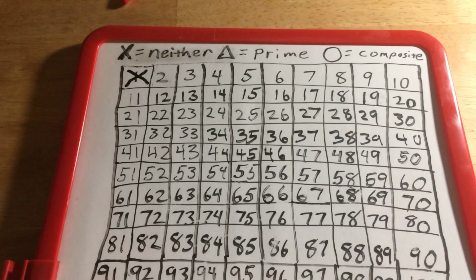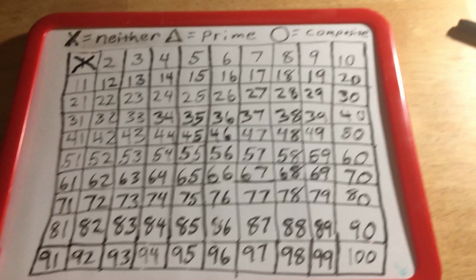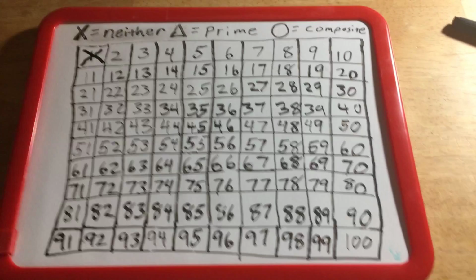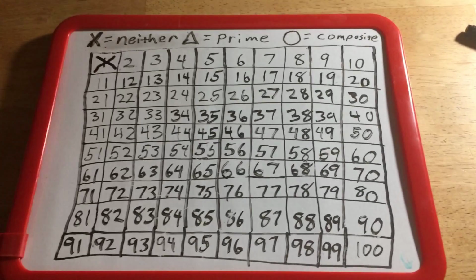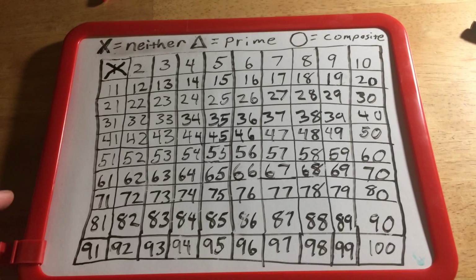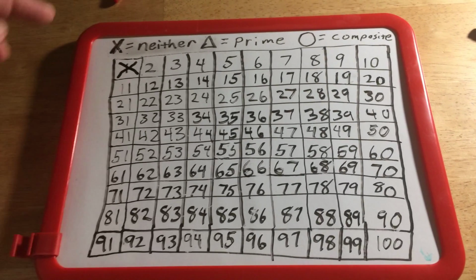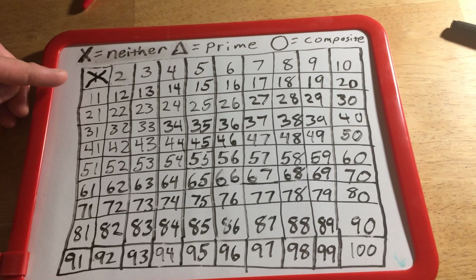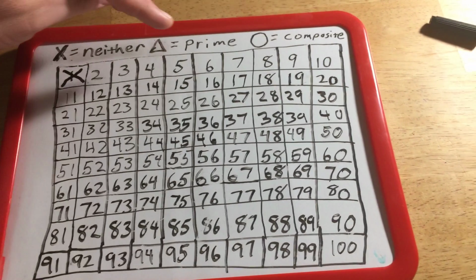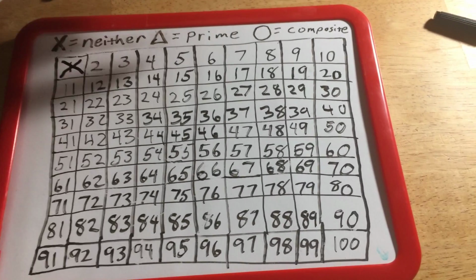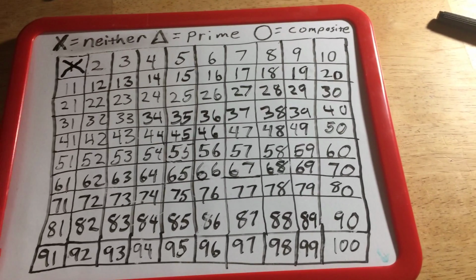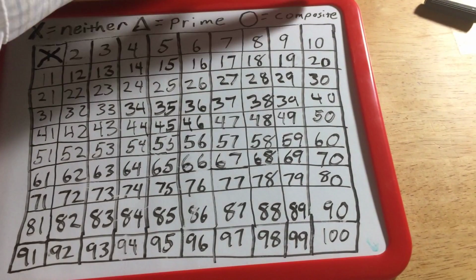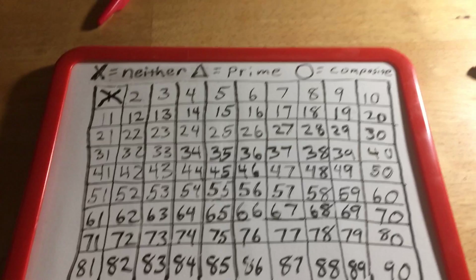Because it is neither a prime nor a composite. It doesn't have exactly 2 factors. So 2 different factors: 1 times 1 is only 1 distinct factor. So it is not a prime, and it's not more than that. It's not more than 2, obviously, so it's not a composite, so we don't circle it either.